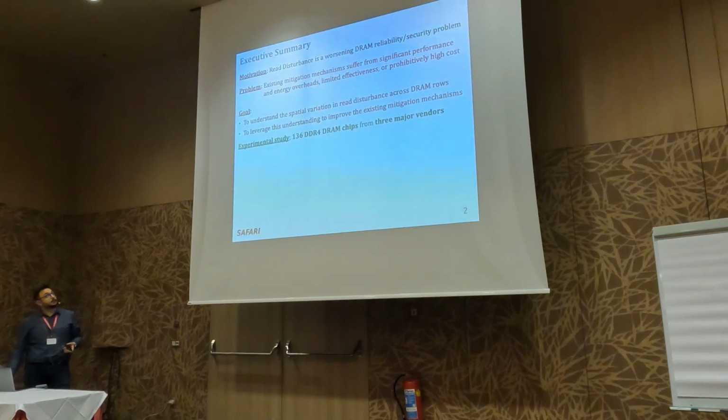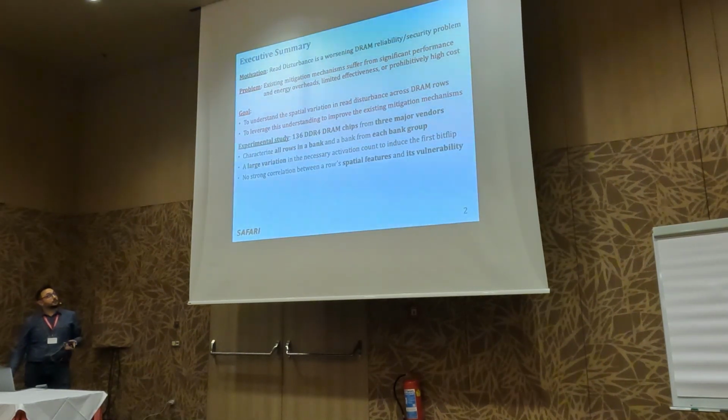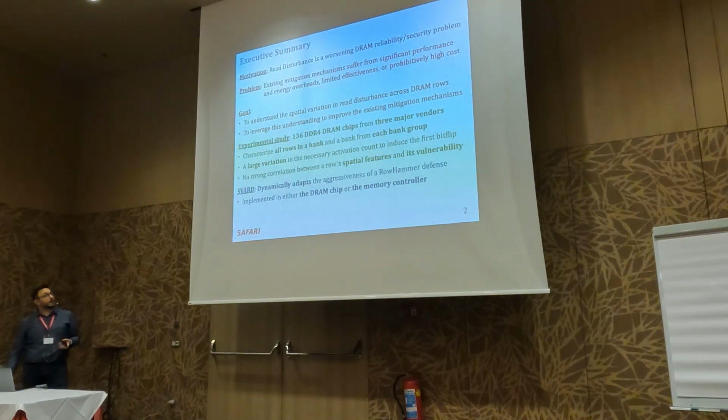To this end, we conducted an experimental study on 136 DDR4 DRAM chips. We test all rows in a bank from each group, and we observe a large variation in the necessary activation count to induce the first bit flip. We analyzed this data, and unfortunately we cannot find a strong correlation between the spatial features of a cell and the vulnerability level. But we use these experimental results to adapt existing mitigation mechanisms and reduce their performance overheads. This can be a mechanism implemented in the memory controller or in the DRAM chip, and we show some significant performance improvements.